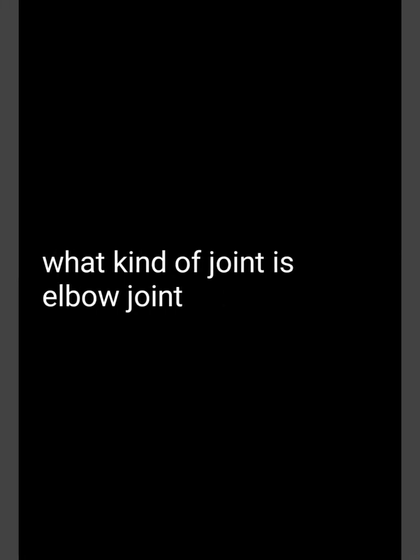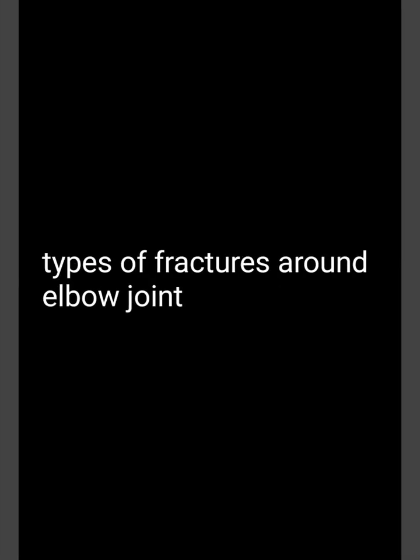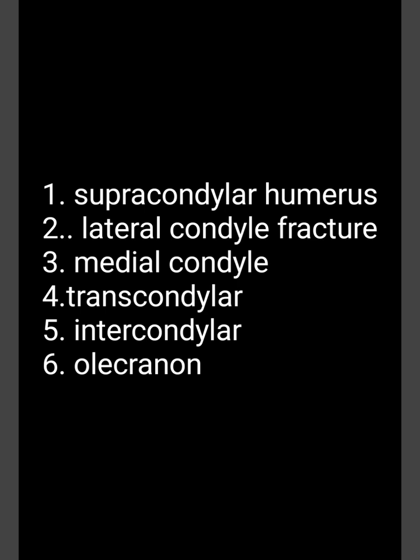What kind of joint is elbow joint? Ulnohumeral joint, hinge type. Types of fractures around elbow joint: 1. Supracondylar humerus. 2. Lateral condyle fracture. 3. Medial condyle. 4. Transcondylar. 5. Intercondylar. 6. Olecranon.